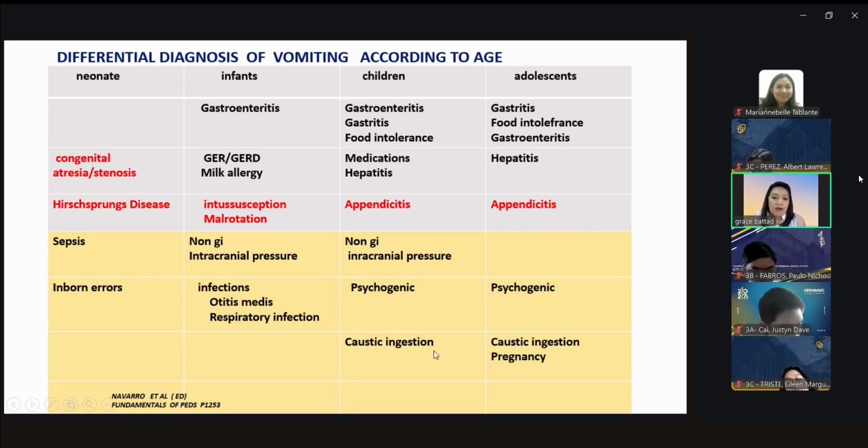problems. And here, as you grow older, the adolescent, becoming psychogenic. For females, always ask for your last menstrual period. You might be missing a teenage pregnancy. Particularly among adolescents, there is a high incidence now of caustic ingestion, mental stress, suicidal tendencies.